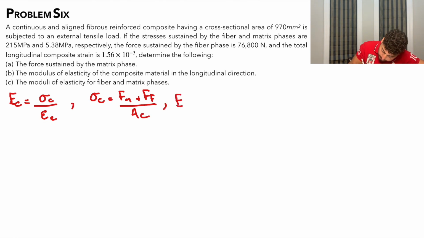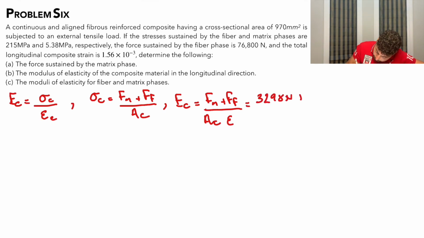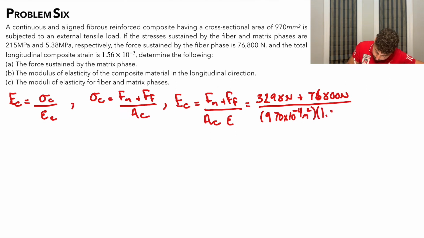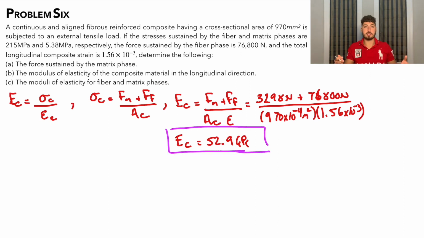Therefore, we can say the modulus of the composite is equal to the force sustained by the matrix plus the force sustained by the fibers divided by the cross-sectional area of the composite times the strain induced onto the composite. Now all we have to do is plug in our values and solve for our modulus. So we'll write 3,298 newtons plus 76,800 newtons divided by 970 times 10 to the minus 4 meters squared, and we plug in our strain of 1.56 times 10 to the minus 3. This is going to yield a value for the modulus of the composite of 52.9 gigapascals. And that's how you find the modulus of the composite in this problem.